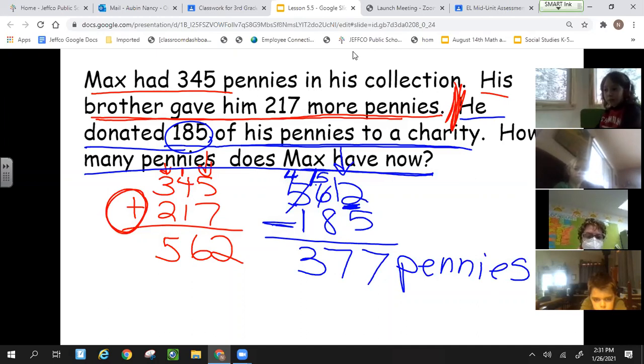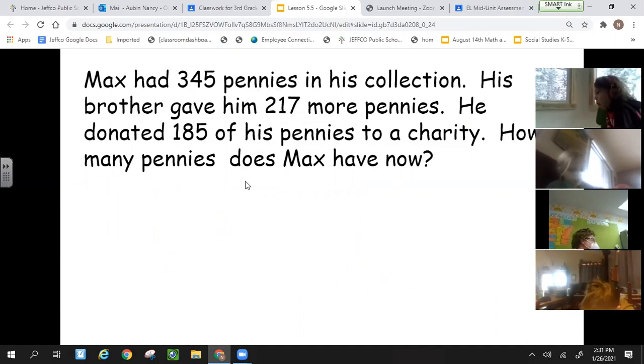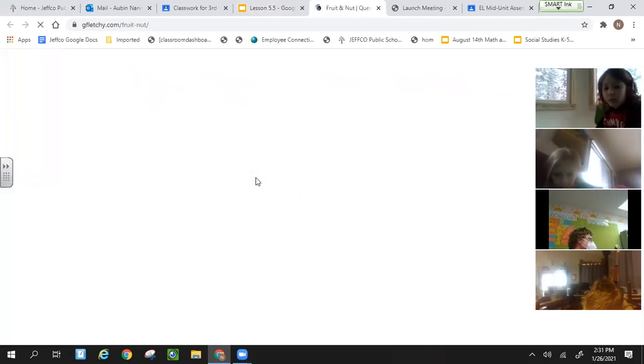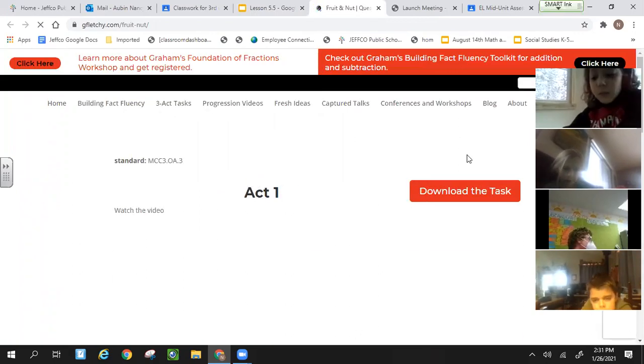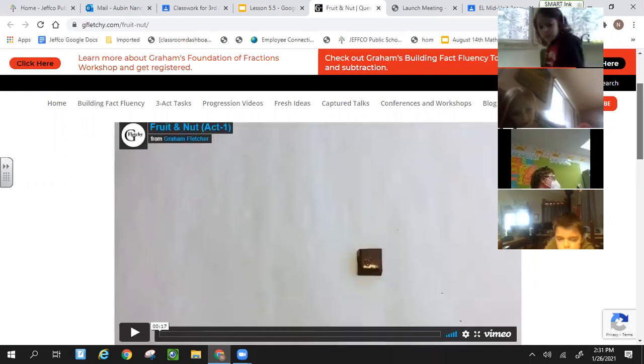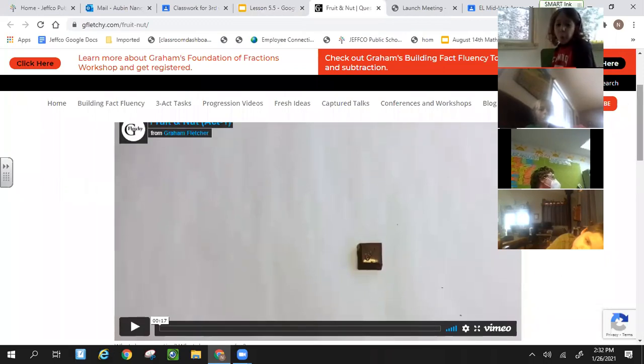Okay, all right, everybody back. We're gonna do a 3-act task. I know we did the railroad train last week, and I thought we'd try another one. This one's kind of more related to multiplication and division. Let's see, you guys ready to tell me what you're thinking and wondering? Okay, so this is called the fruit and nut act. It is a fun one. I like this one. I couldn't remember if I'd done it, but I don't think so. We didn't do it this year.